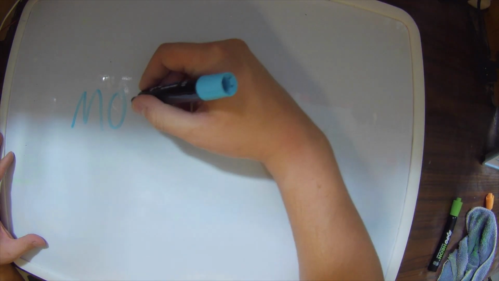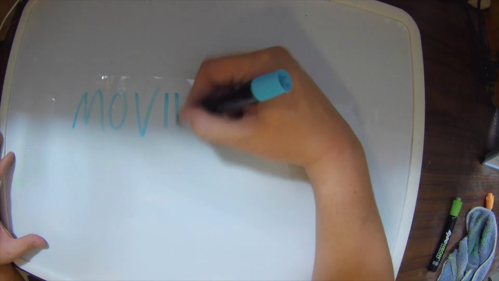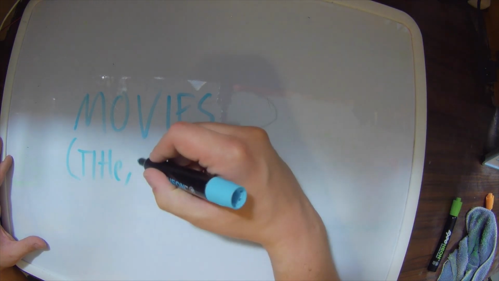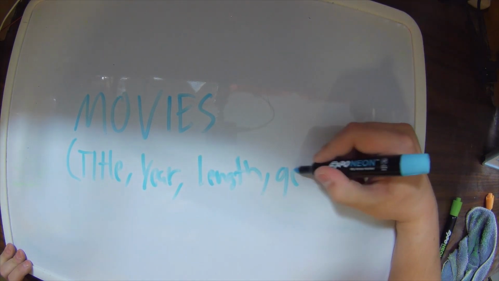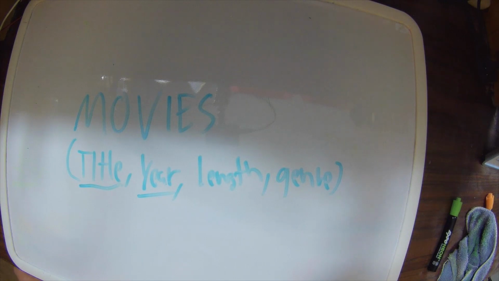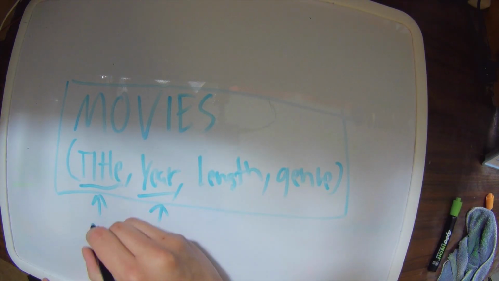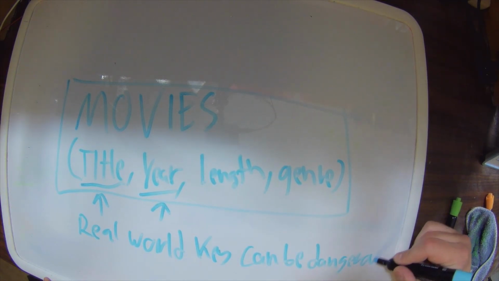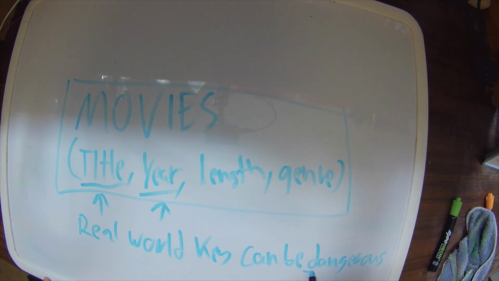Using the example from the book Movies, we can define the keys as title and year. This is saying that we're making an assumption that no movie will have the same title and same year. There's many movies that may have the same title and many movies that may have the same year, but we're saying that these are going to be unique with both of them. This is a real world key, and it can be dangerous because it doesn't always hold true because you don't have control over it.